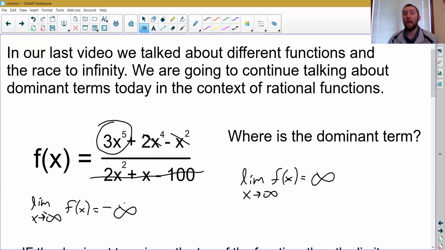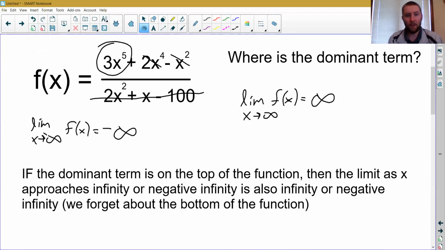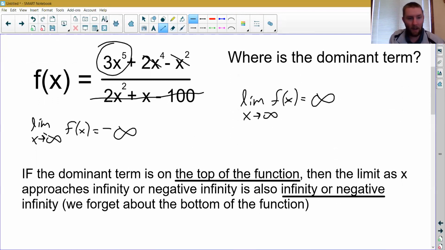Okay? Now, a general rule here, if the dominant term is on the top of the function, then the limit as x approaches infinity or negative infinity is infinity or negative infinity, depending on what's happening with the dominant term. Okay? It's all solely based on the dominant term. If your dominant term is in your numerator on the top of the fraction, then the entire function as x approaches infinity or negative infinity is going to also approach infinity or negative infinity. Okay? We basically forget about the bottom of the function and everything besides that dominant term.